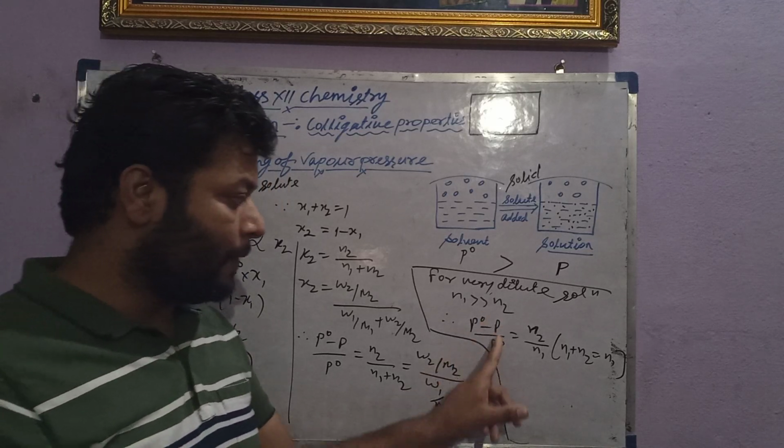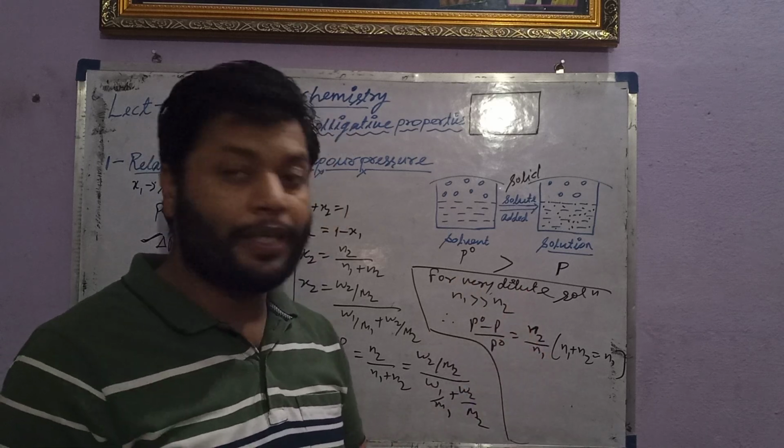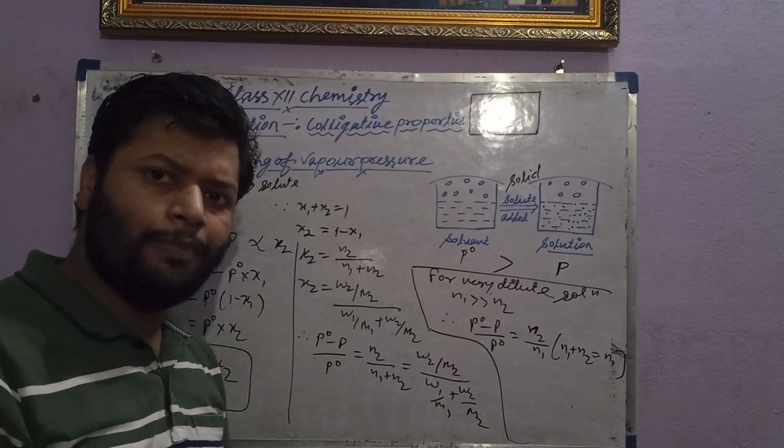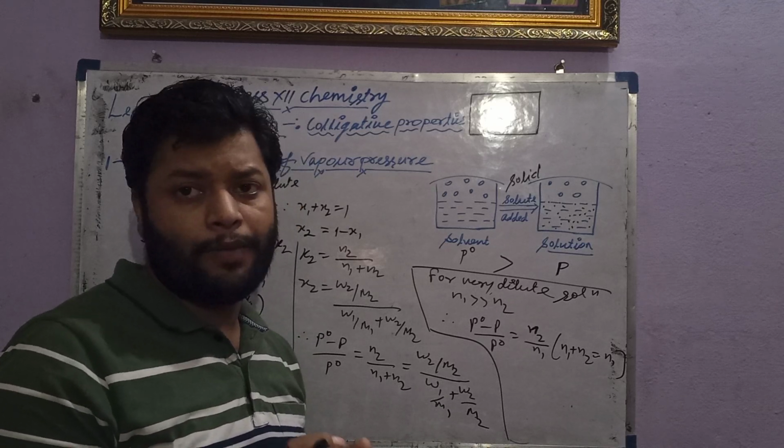So (P naught minus P) upon P naught equals N2 upon N1, and this will be applicable only when the solution is very dilute. When the solution is very dilute, then this formula can be applicable.